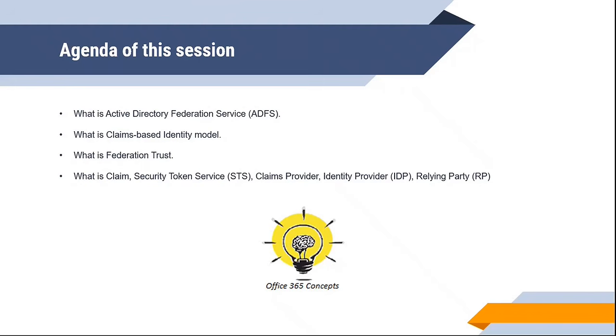In this particular video, we will be discussing what is Active Directory Federation Service. I will be discussing what is claims-based identity model. We will be talking about Federation Trust, and then I will be discussing few important terms like what is claim, what is security token service or STS, claims provider, identity provider, and what is relying party. So this is going to be a foundational video on ADFS.